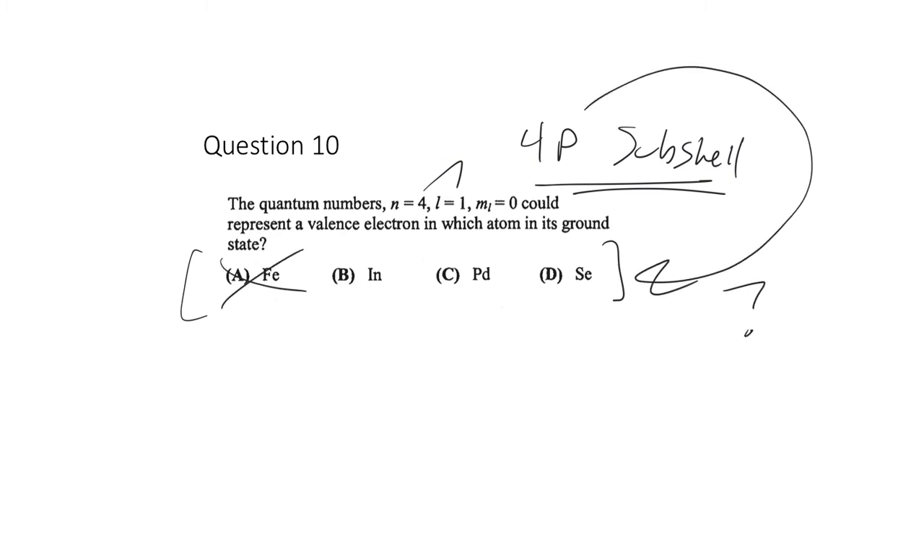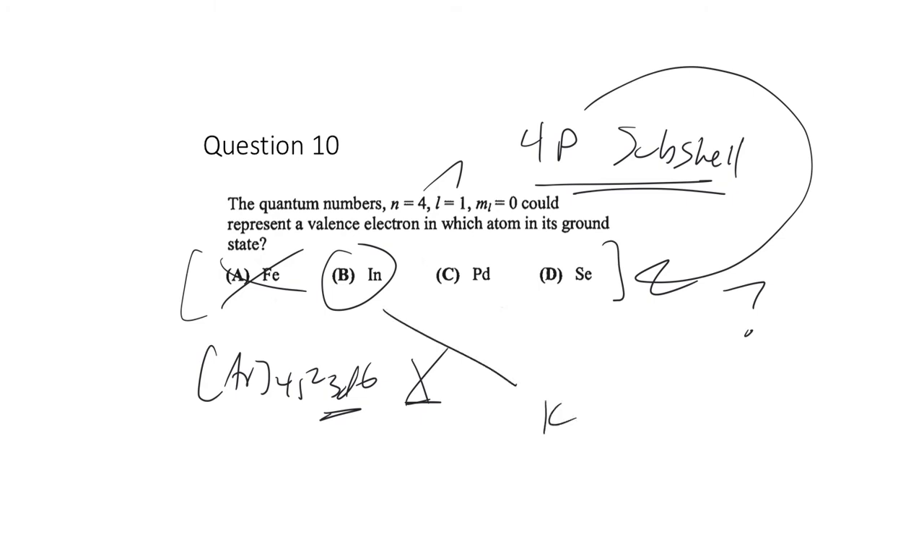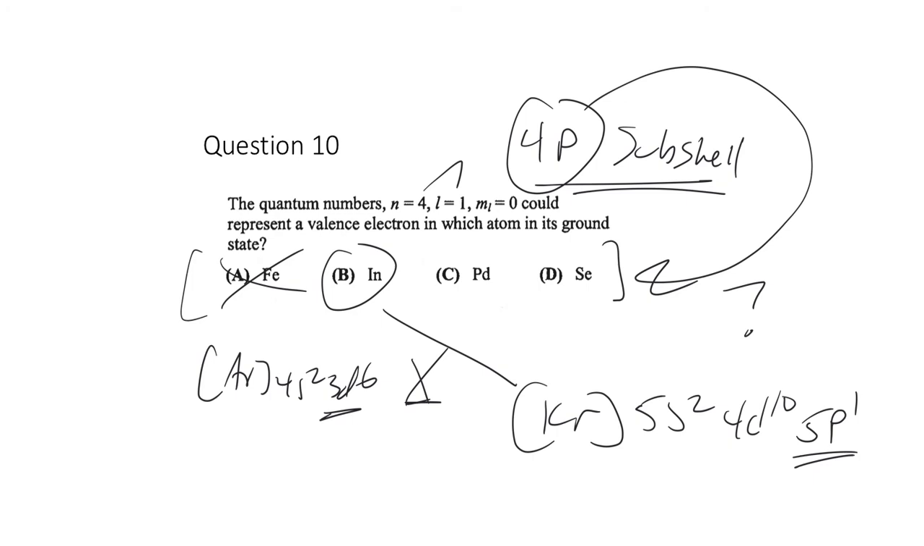And so iron doesn't, because it's argon 4s2 3d6, so nothing into the p subshell yet. Indium is the next row down, so indium is a krypton 5s2 4d10 5p1. It's right below gallium in the boron group. And so it has an electron in a 4p subshell. It's just not a valence electron. So part of the krypton configuration uses the 4p subshell, but not in a valence shell orbital. So no valence electron does in indium. I don't know why it's circled, but that's not the answer.